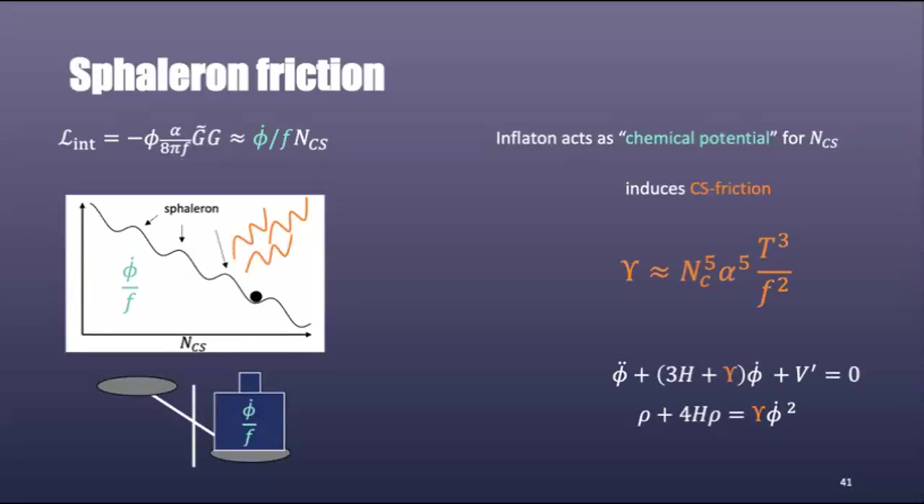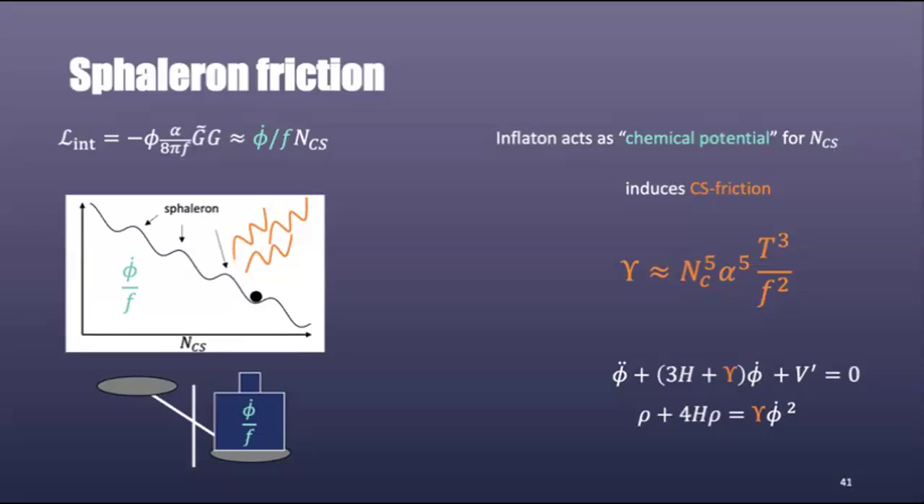And that gives us our particles here. And exactly from the diffusion rate, we can ask what is the friction coefficient. And we can again here recognize our alpha to the fifth, and then T cubed over f squared as the characteristic particle production rate that we would expect from this coupling.